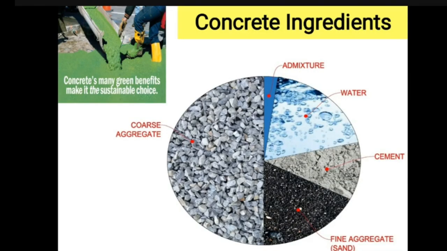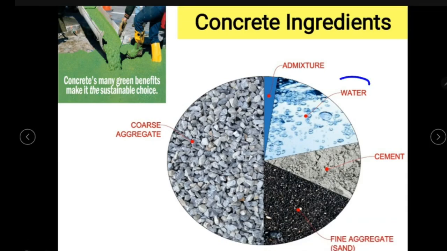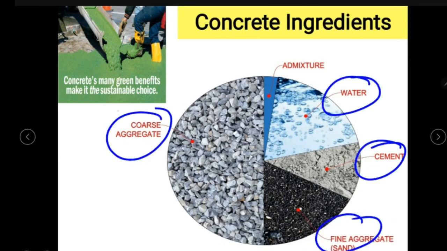The main basic ingredients in concrete, as we all already know, are cement, water, coarse aggregate, and fine aggregate. You can say they are the four main basic ingredients. When water comes in contact with cement, they enter a very complex chemical reaction which we call hydration, cement hydration. Whereas coarse aggregate and fine aggregate are inert materials in this mixture, which means they have no complex chemical reaction.